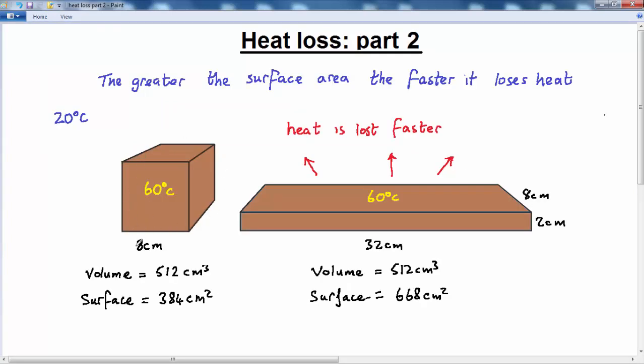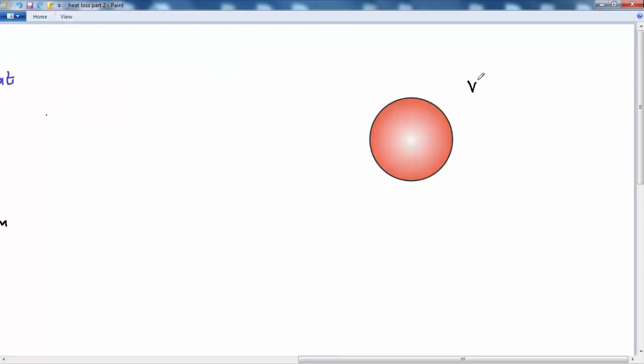So you might ask, what is the ideal shape? Well, the ideal shape for conserving heat is a sphere. So what we can do is take a sphere of 512 cubic centimeters and work out its radius. Let's say that this sphere has a volume of 512 cubic centimeters, exactly the same as the cube and cuboids that we've just looked at, and we can work out what its radius should be.